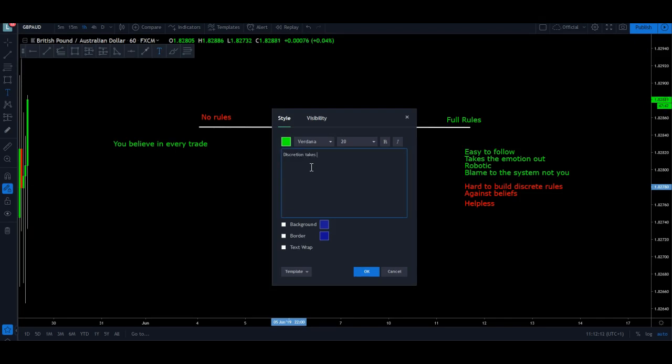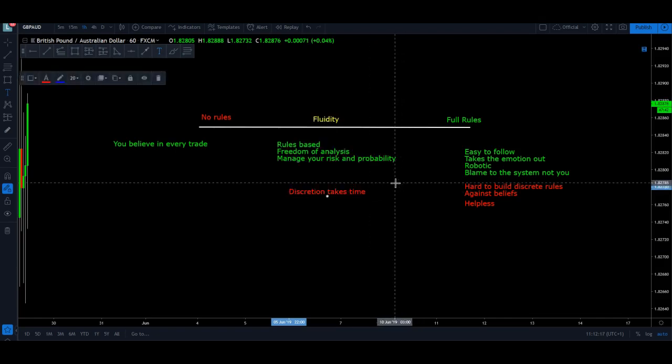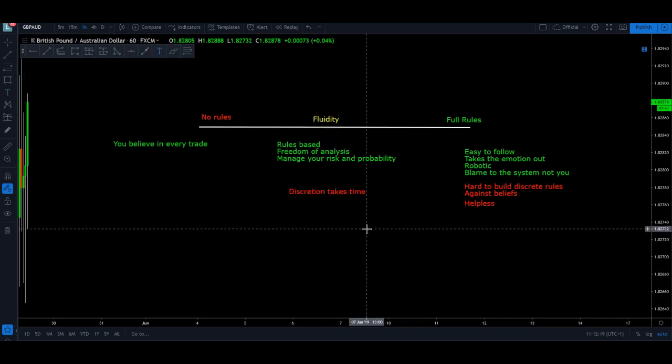Discretion takes time. All right, so I feel like this is one big one. You can't come into the markets after 1 month, feel like you've done one bit of backtesting, and think, oh, you can go into the markets live. It does take discretion, it does take time.